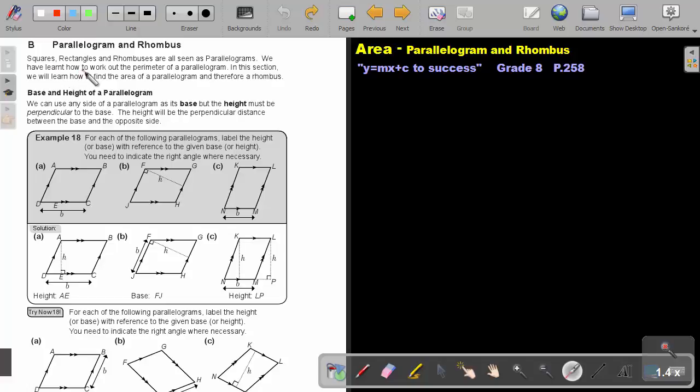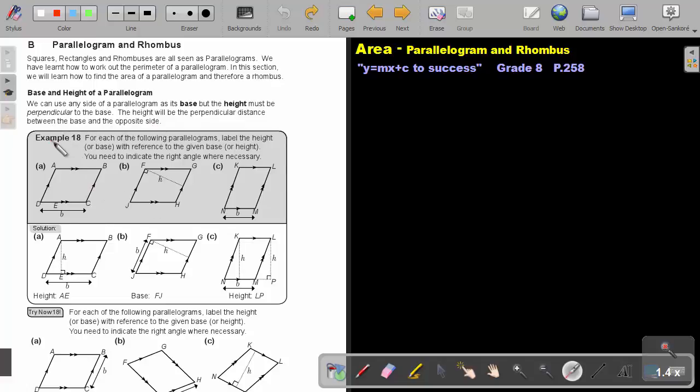We have learned how to work out the perimeter of a parallelogram. In this section, we will learn how to find the area of a parallelogram and therefore a rhombus. The base and the height of a parallelogram. We can use any side of a parallelogram as its base, but the height must be perpendicular to the base. The height will be the perpendicular distance between the base and the opposite side.